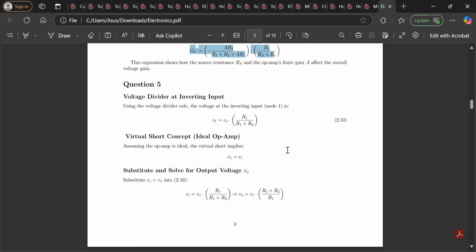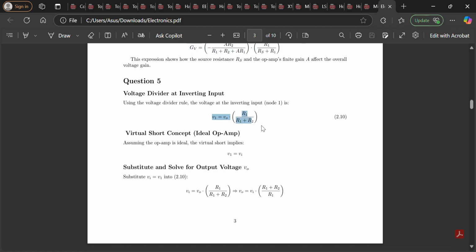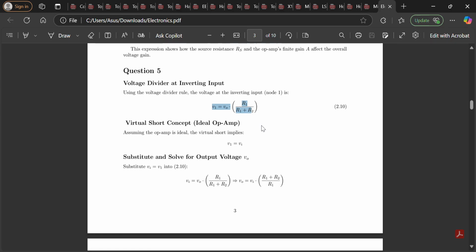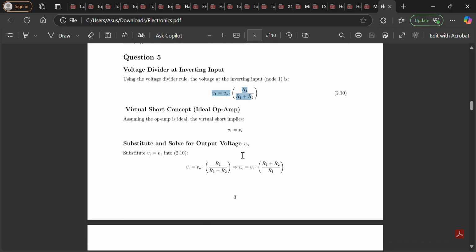Non-inverting amplifier and voltage source. Question number 5. Non-inverting amplifier gain is simple. The input voltage appears at the positive terminal. Using voltage division at the negative terminal and the virtual short, we get this equation. If there's a source resistor Rs, it doesn't matter because no current enters the operational amplifier, so voltage V1 becomes the input voltage.